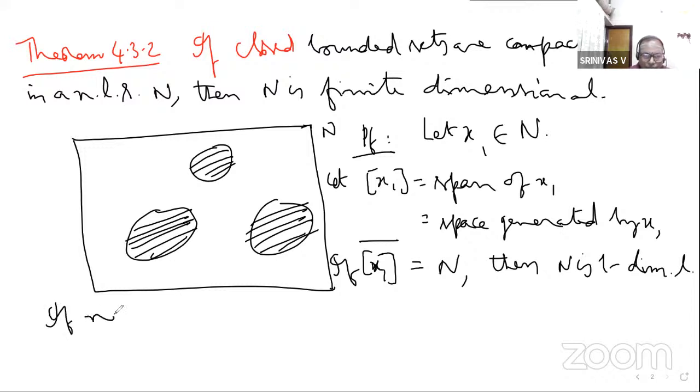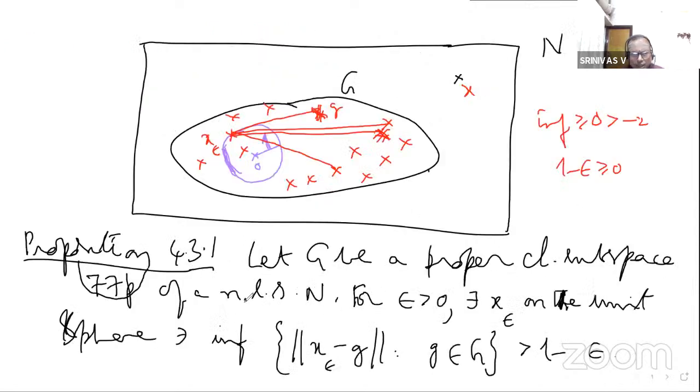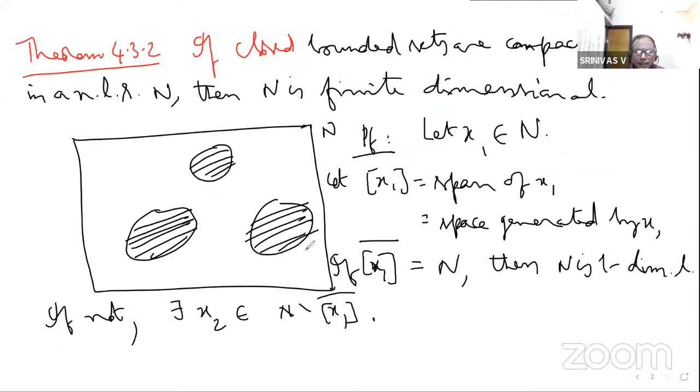If this is not the case, then what happens? There exists an x2 belonging to N minus the closure of span x1. If this is not the case, this will be a proper subset of N. So in the complement of this, there will be an element x2. Now this is a closed proper subspace, the closure of span of x1. In the previous proposition, you want a G contained in N. So for G you can take the closure of span x1. That is your G now.